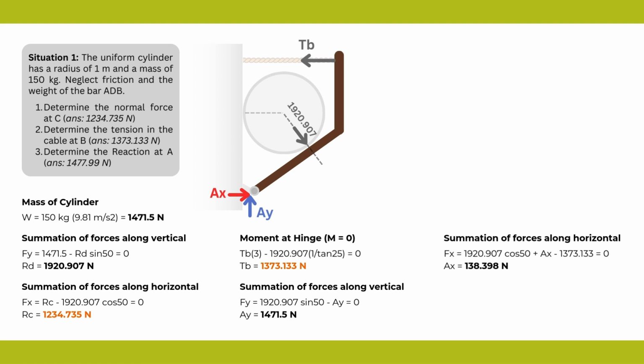Dahil nakuha na natin yung vertical and horizontal components ng reactions at A, apply na lang tayo ng Pythagorean theorem to get its resultant force. With that, the reaction at A is just equal to 1,477.99 newtons.